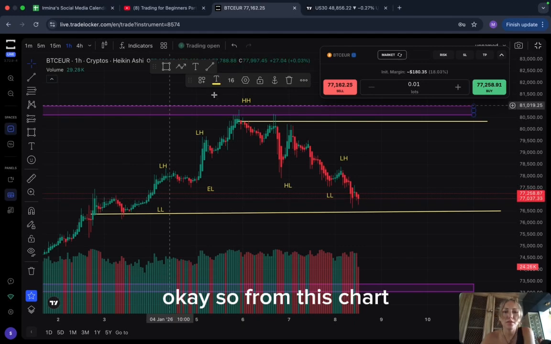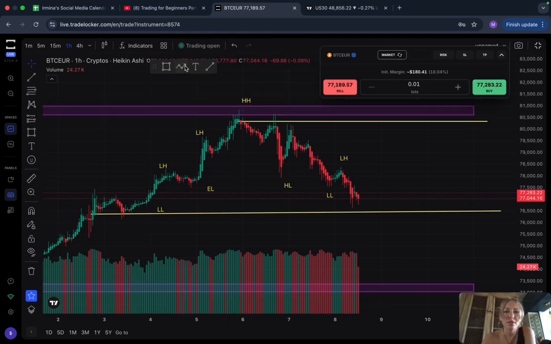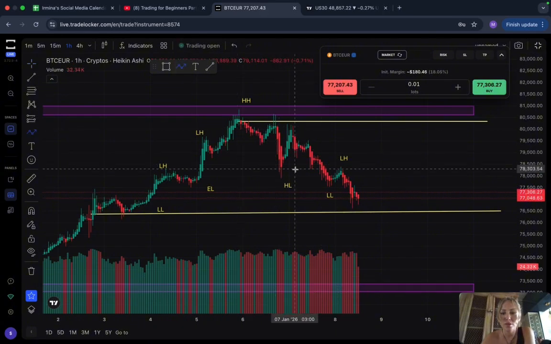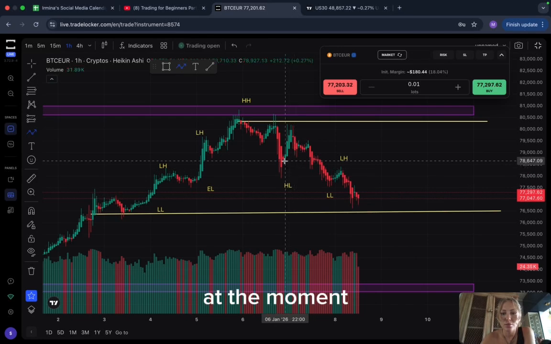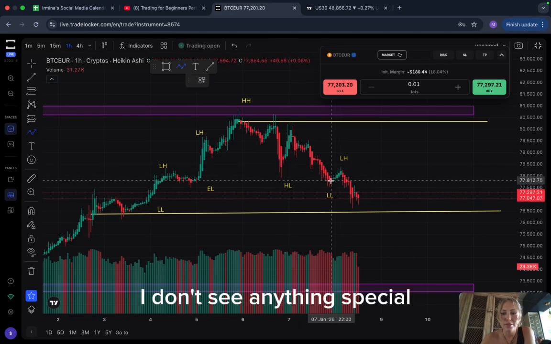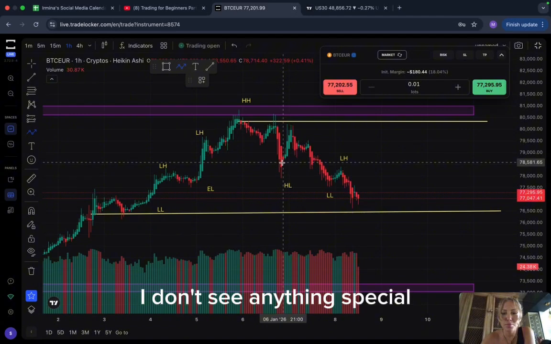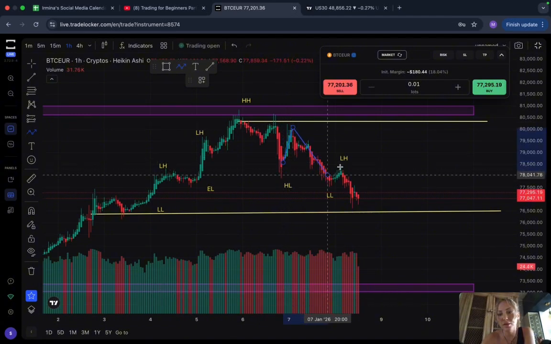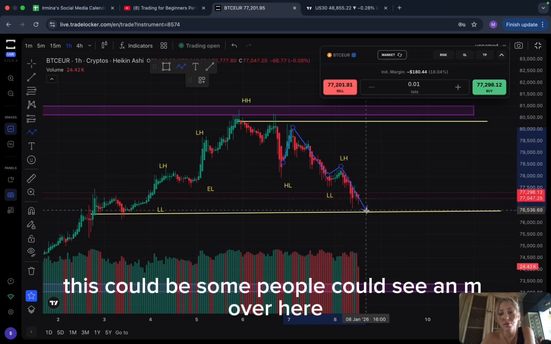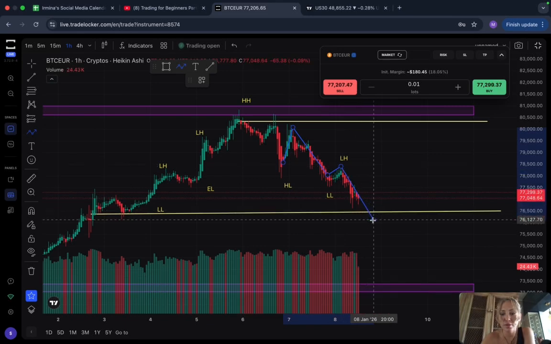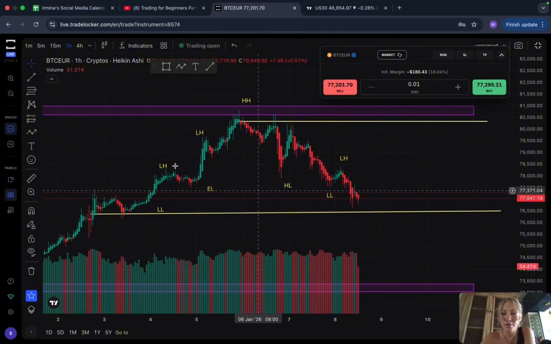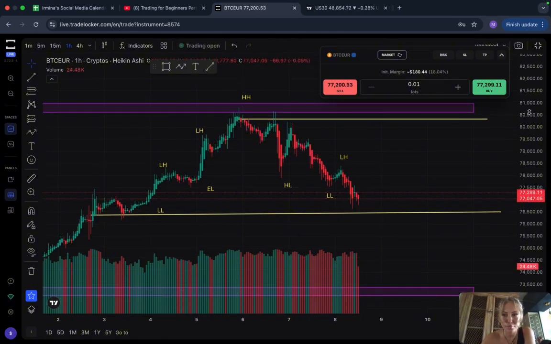Okay, so from this chart, what do you see? Do you see an M or do you see a W? At the moment, I don't see anything special, but that could be possibly this. Could be. Some people could see an M over here, but I think it's not valid enough. Right?